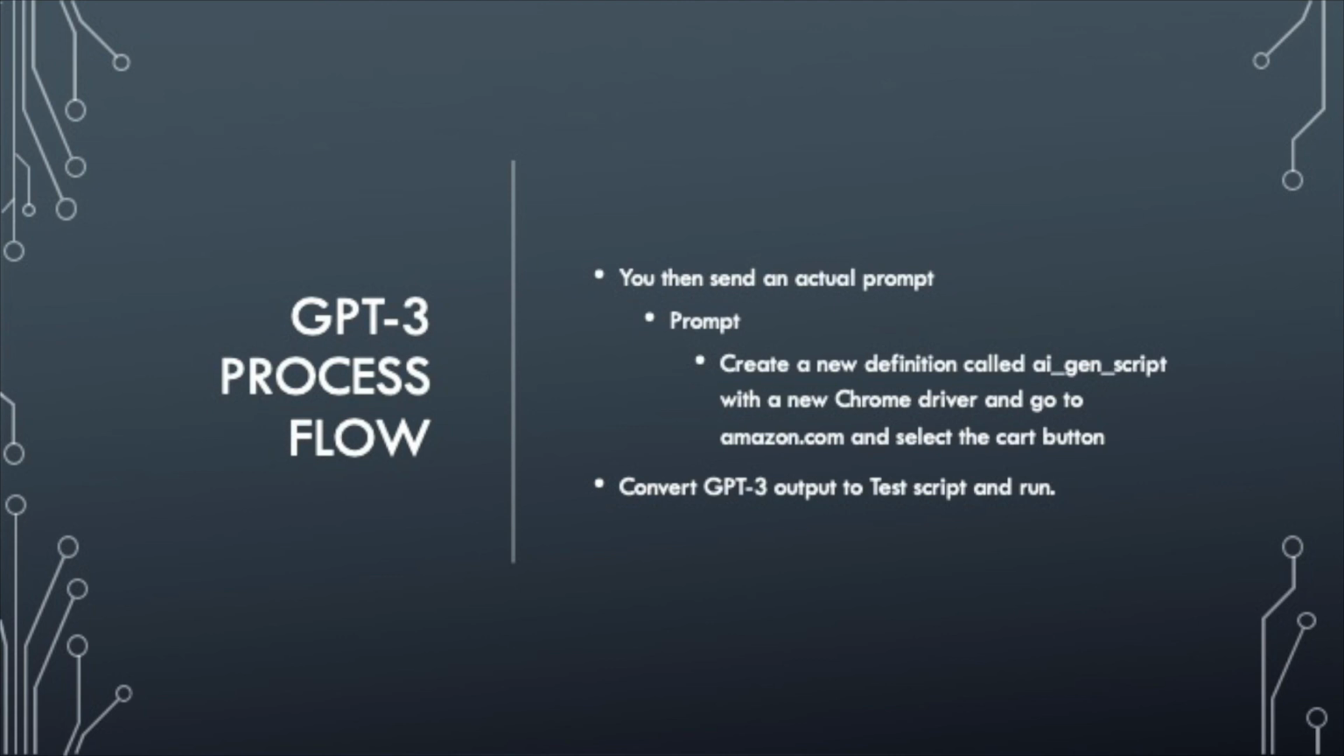So for our example here, our prompt will say, create a new definition called AI Gen script with a new Chrome driver and go to amazon.com and select the cart button. Once we submit this prompt to GPT-3, GPT-3 will return an output with the converted test script. The only piece left that we need to do is then run the Selenium tests that were automatically generated.